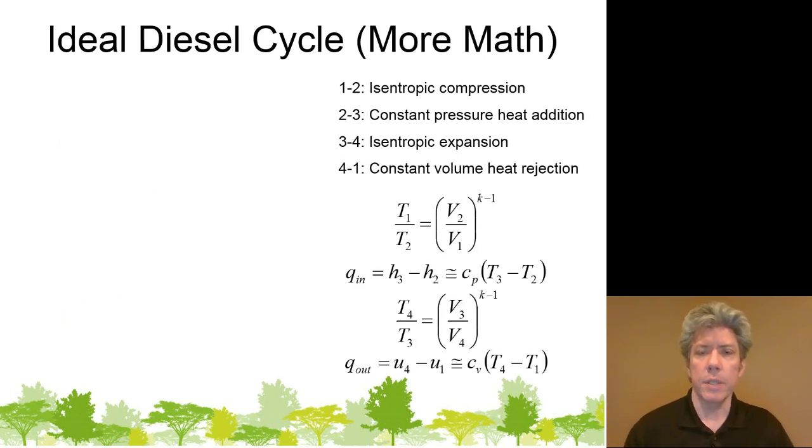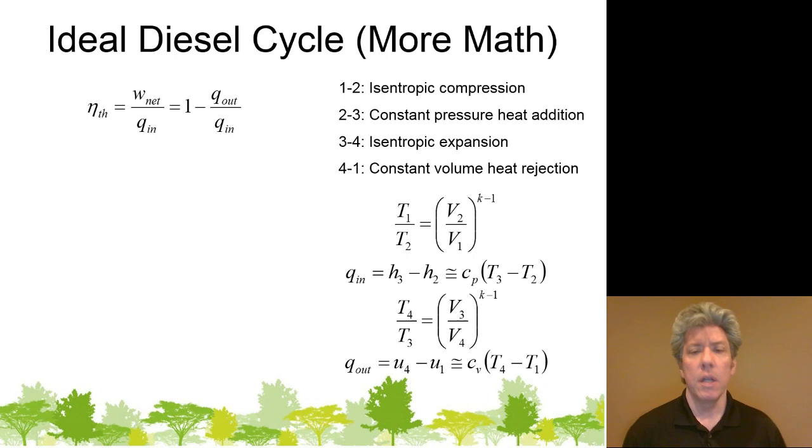Okay, so here are the equations from the previous slide. If we start putting things together as we did for the Otto cycle, we will begin with the thermal efficiency, trying to develop more insight into the thermal efficiency of the diesel cycle. So 1 minus Q out over Q in is still our go-to equation. We'll plug in Q in from the energy balance and Q out from the other energy balance.